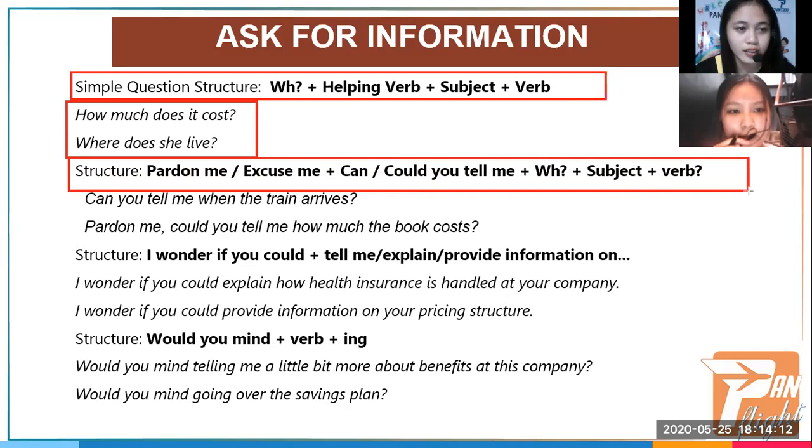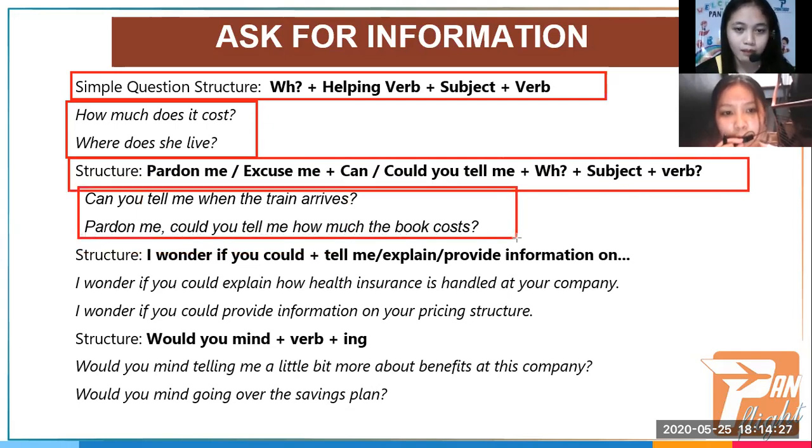The second structure is pardon me or excuse me, plus can or could you tell me, plus WH, plus the subject and the verb. Example: Can you tell me when the train arrives? Pardon me, could you tell me how much the book costs? Okay, very good.